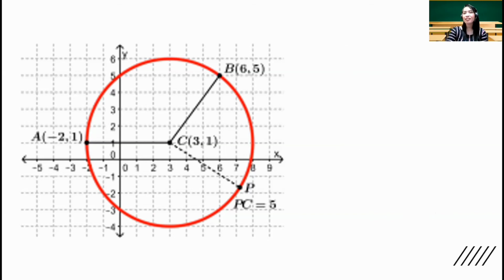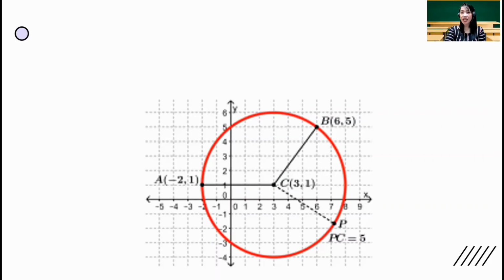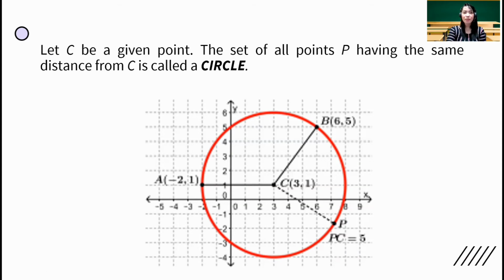We are confident to answer that the distance from point A to C is 5, which is also equal to the distance of point B to C and also equal to the distance of point P to C. Pwede na nating masabi ngayon na lahat ng points which is 5 units away from point C forms a circle.